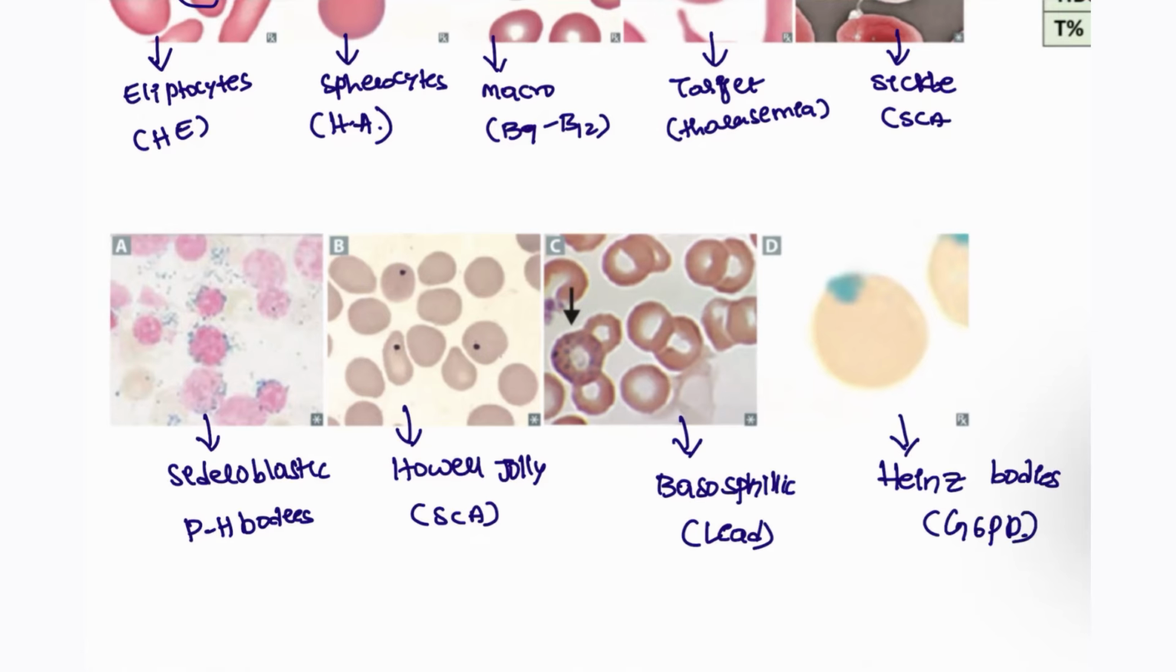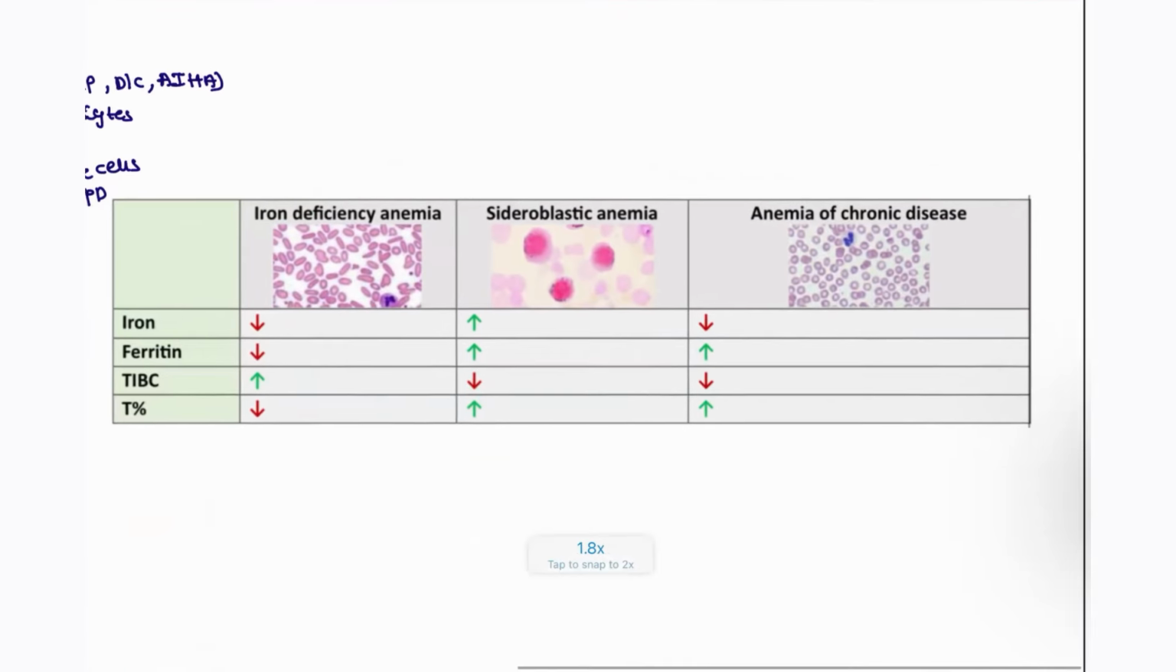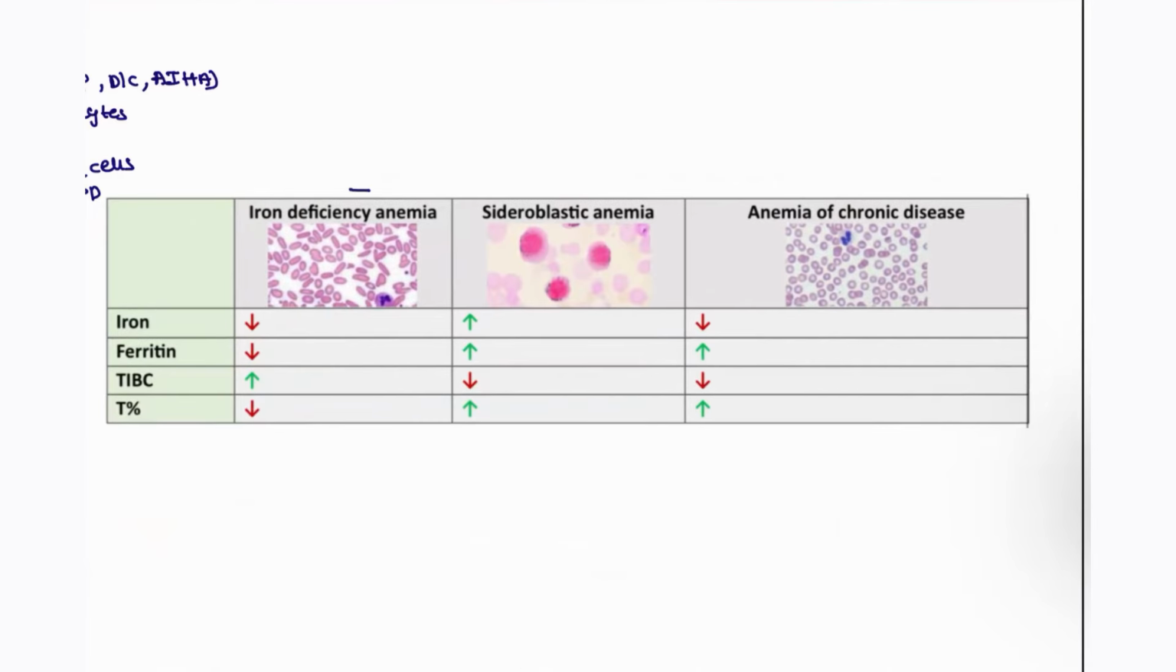Okay. Next, coming to this table, an important table, the difference between iron deficiency anemia and sideroblastic anemia. Basically, in iron deficiency anemia, iron and ferritin are already decreased. So the TIBC, the capacity for iron carrying, is less, so the TIBC value will be increased in iron deficiency anemia. Sideroblastic anemia, what happens? It is completely opposite to iron deficiency anemia. So the TIBC will be decreased, but the iron level, ferritin levels and the transferrin saturation are increased.